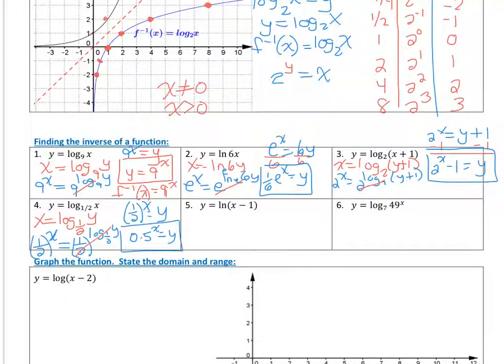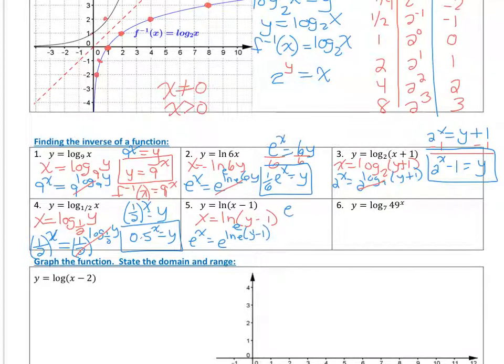Number 5, y equals the natural log of the difference between x and 1. Replace y with x, and replace x with y. How do I free up y? Remember this natural log has a base of e. I undo that natural log base e with an exponential base e. So I'm going to do e to the x equals e to the natural log base e, y minus 1.